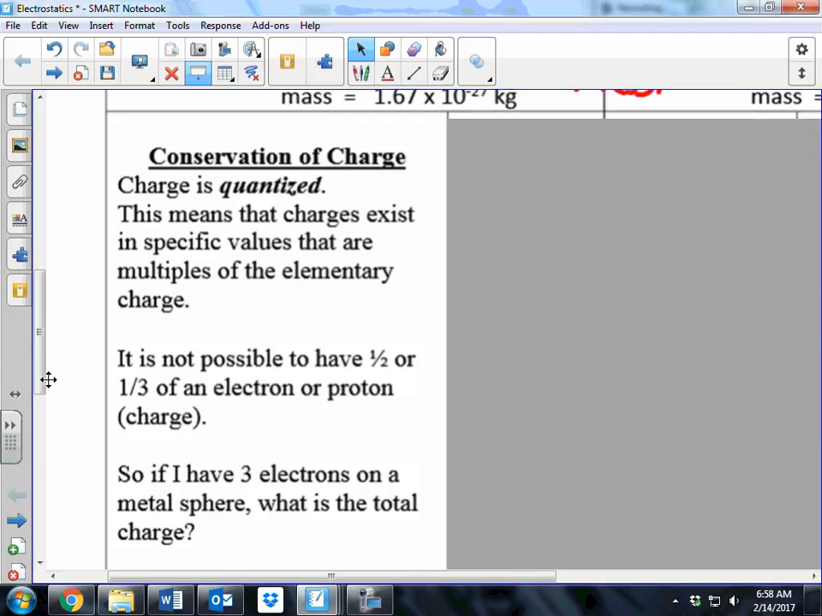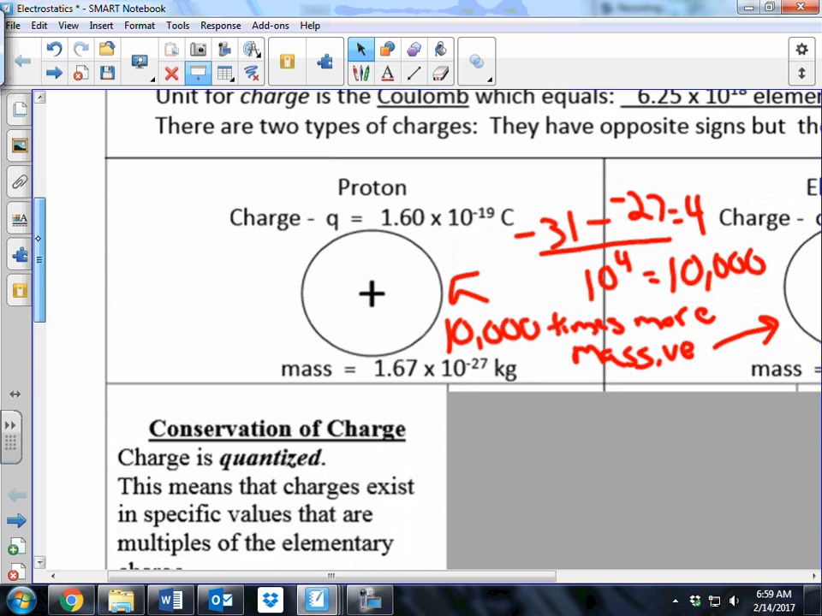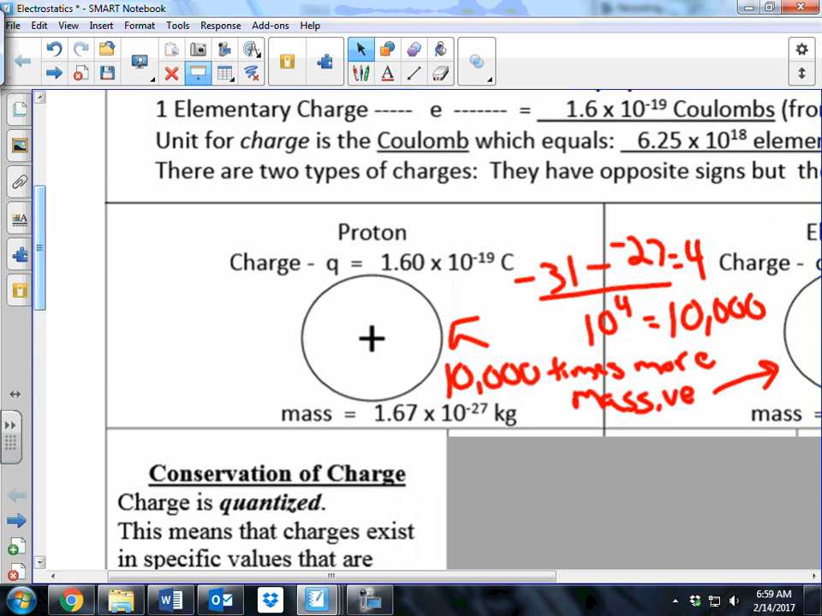So, the best way to explain it is you can't have half an electron, or you can't have half of a proton. That doesn't exist. We'll get to modern physics and then we'll talk about that. But anyways, as you know right now, you can't have 1.5 electrons, and you can't have 2.5 protons, or 3/4 of a proton. You have to have whole numbers of protons and electrons, which means they are all multiples of this value right here, that 1.6 times 10 to the negative 19 coulombs. They're all multiples of that elementary charge.